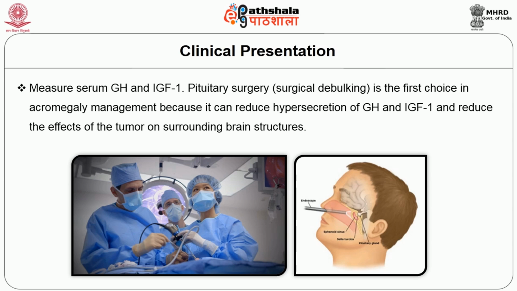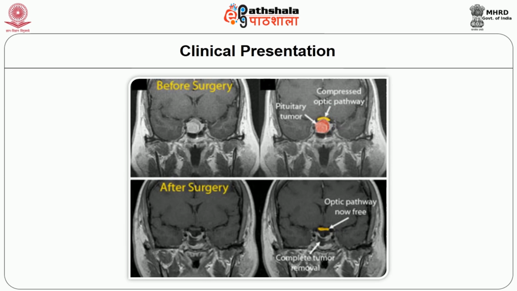The method they use is through the nose, that is transnasal sphenoidal surgery. Through this method they reach the pituitary gland, so debulking is done. In this picture before surgery, the pituitary adenoma enlarges and compresses the optic nerve. Because of the compression of the optic nerve, there will be vision loss. After surgery, that is surgical debulking, the optic nerve compression is relieved.